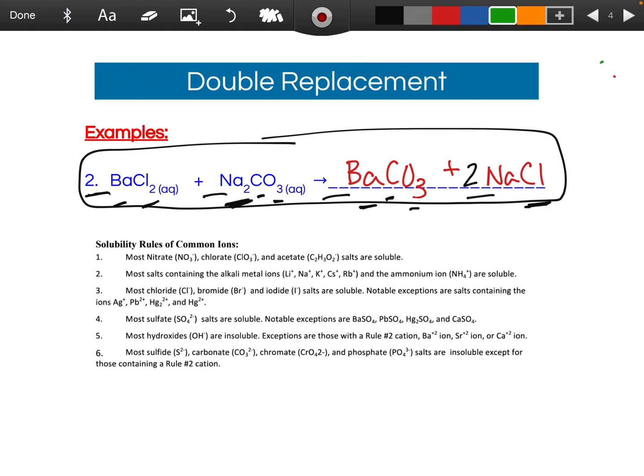So once you have your balanced equation, then we have to figure out which of these products actually formed a precipitate. So we're going to look mostly at the negative ions. So the first one has a carbonate.